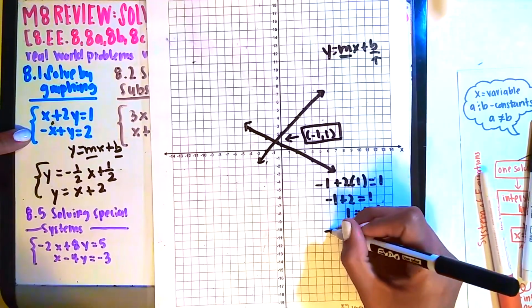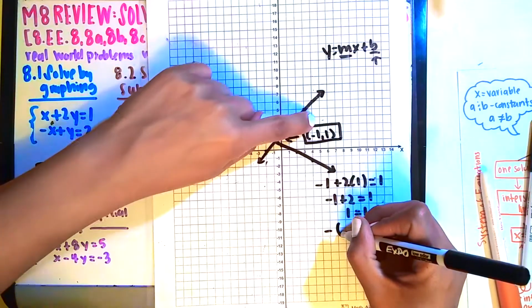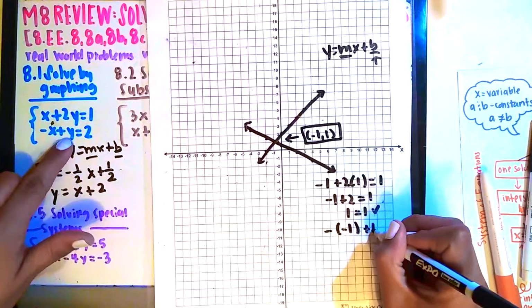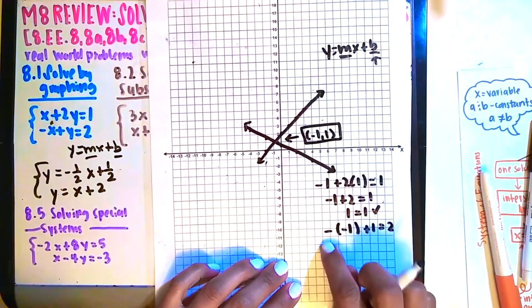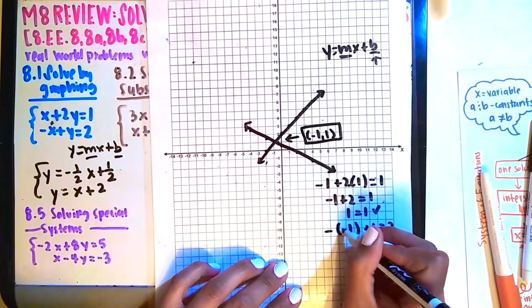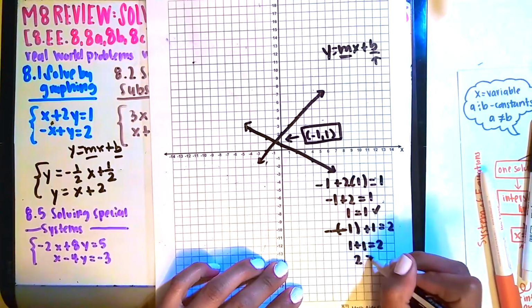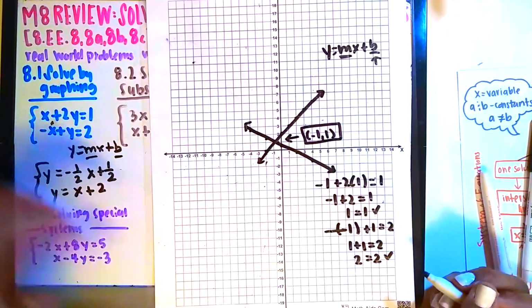Now I have negative x, which is negative 1, plus 1, which is my y, equals 2. Remember, the minus and negative is basically a positive. So I have 1 plus 1 equals 2. Is it true that 2 equals 2? The answer is yes. So therefore, my answer is correct.